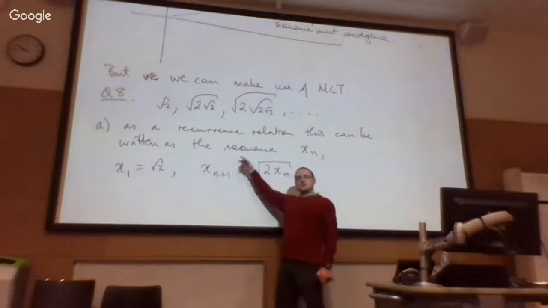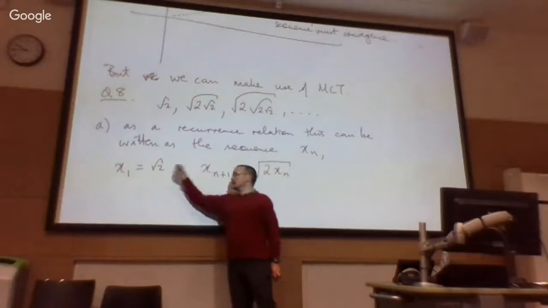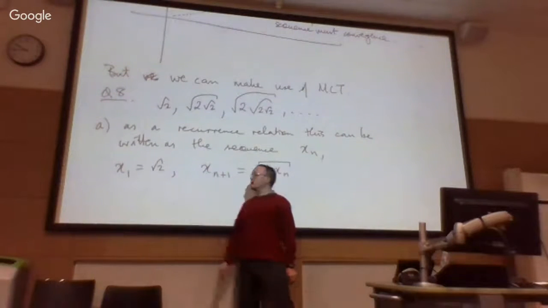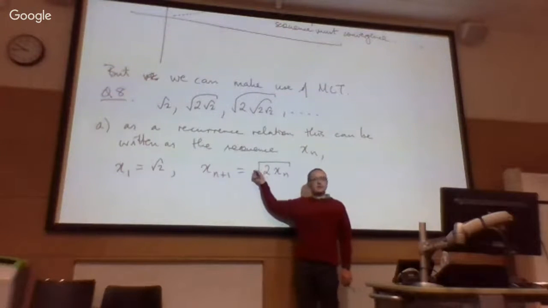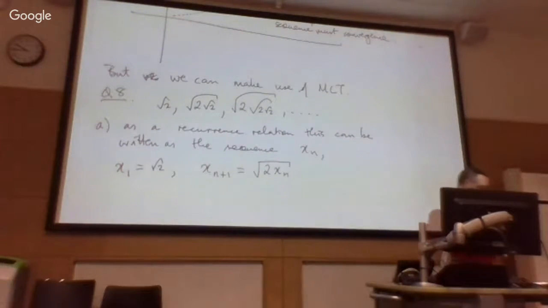It's a recipe for constructing the sequence, which tells you how the sequence starts at the beginning, and then tells you that each term is some recipe of the previous term. Okay. Square root of 2 times the previous term.